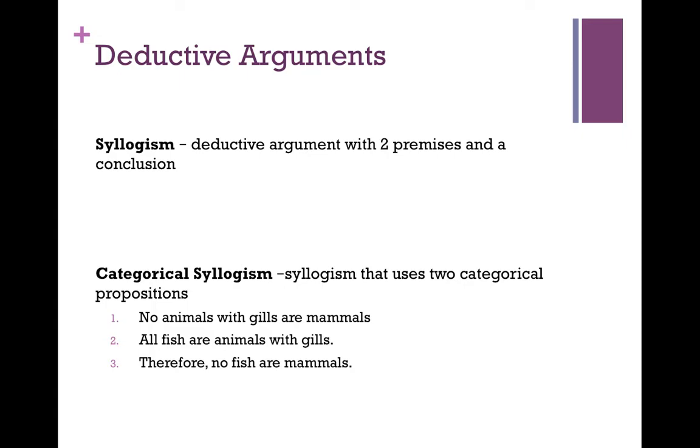Notice that here I have 2 categorical propositions. Actually, I have 3, but we'll just not worry about that. But I have at least 2 categorical propositions in it. One right here, I have the quantifier no, I have the quantifier all, and then I have another proposition down here with the quantifier no. And so these are going to be the kind of syllogisms that we're going to talk about for the next couple of weeks.